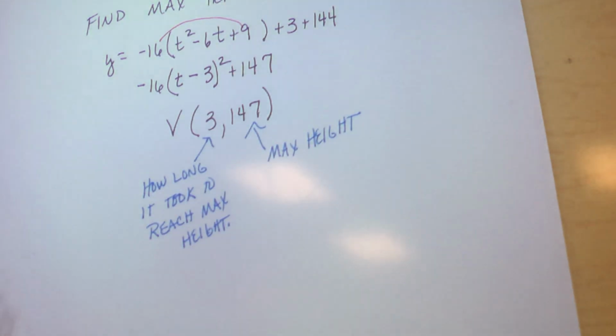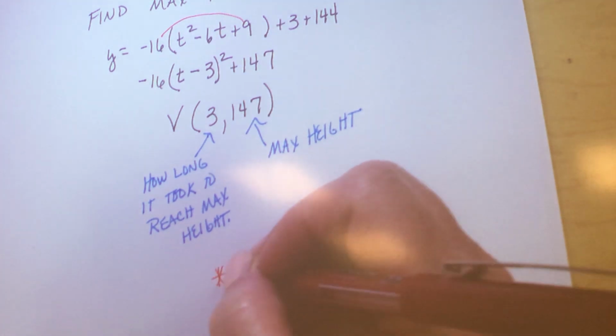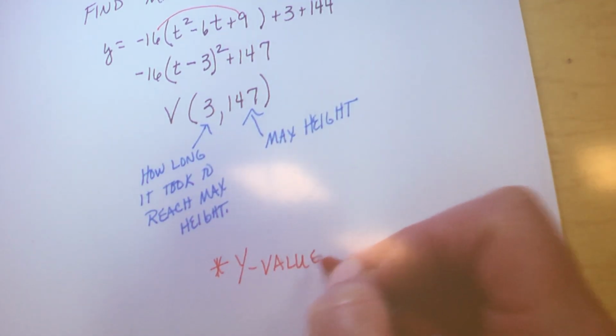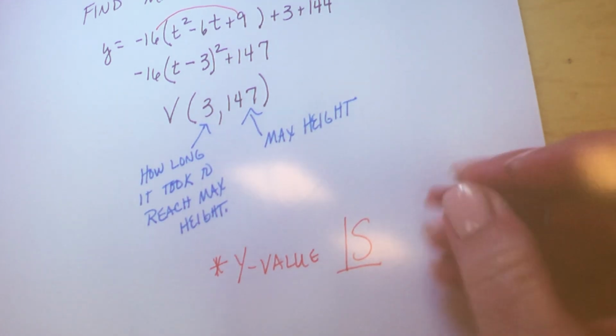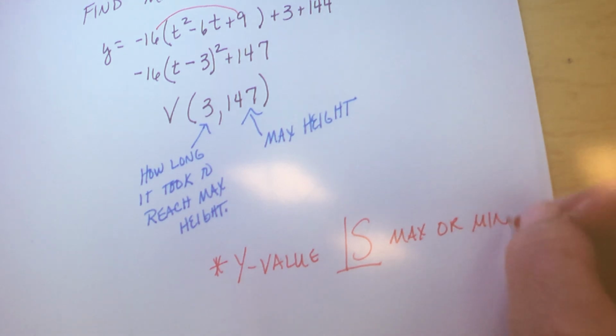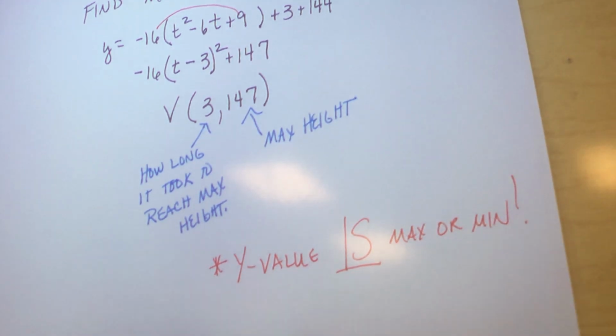All right, pretty cool problem. I want you to write this down. Okay, this is really what I want you to know. The y value is the maximum or the minimum. It's always going to be that way, guys. The y value is your maximum or minimum.